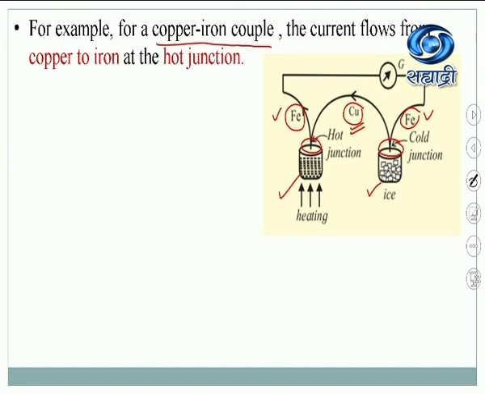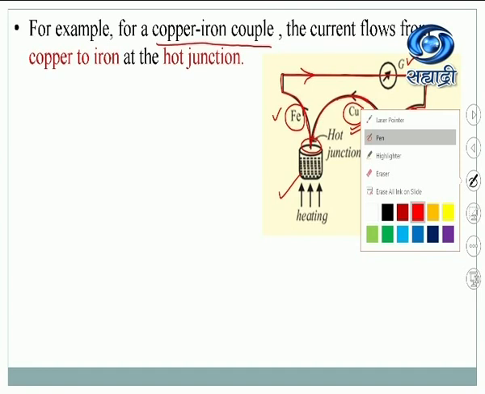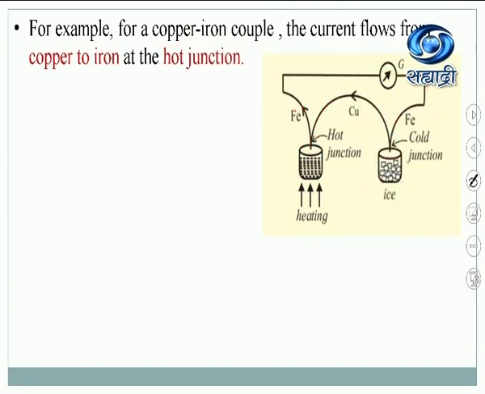Then see in the diagram, the direction of this arrow shows the direction of current flowing in the circuit, which we can sense or measure with the help of this galvanometer. And remember, this is a closed circuit. If we see, this is a closed circuit. So this is the arrangement made to get the thermo EMF. What is that? Copper iron couple, and the current flows from copper to iron at the hot junction. This is very important. When we arrange this, how does the current flow?